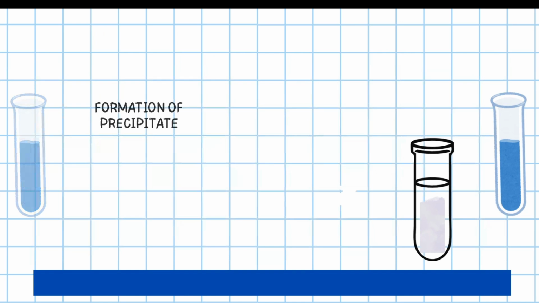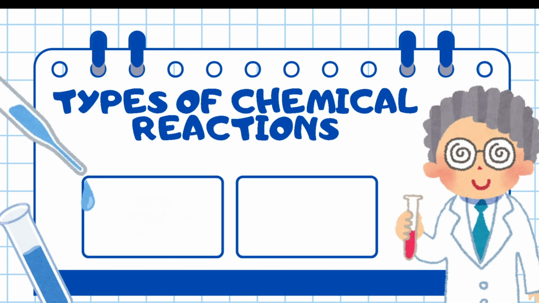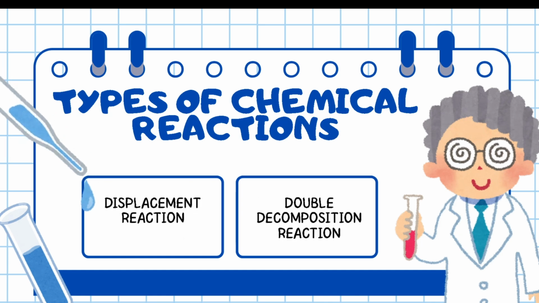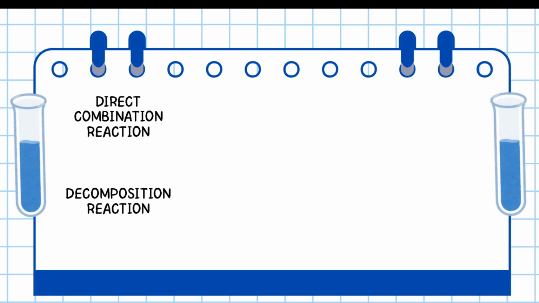Okay, next moving on to the types of chemical reaction. We have four types of reaction: direct combination reaction, decomposition reaction, displacement reaction, and double decomposition reaction. So each reaction we are going to see quickly and try to understand what is the meaning of it.